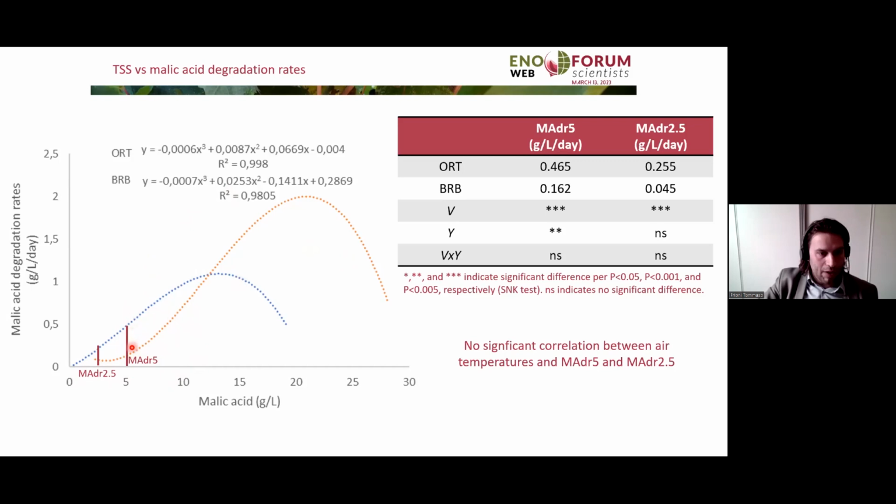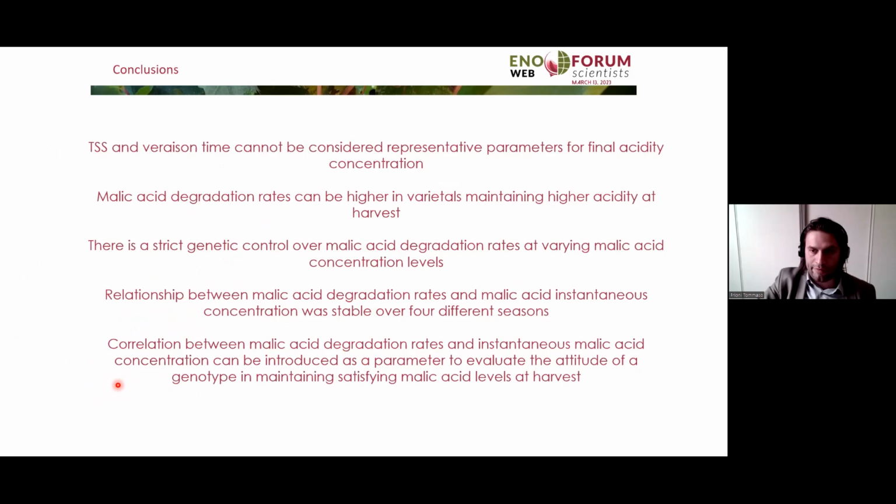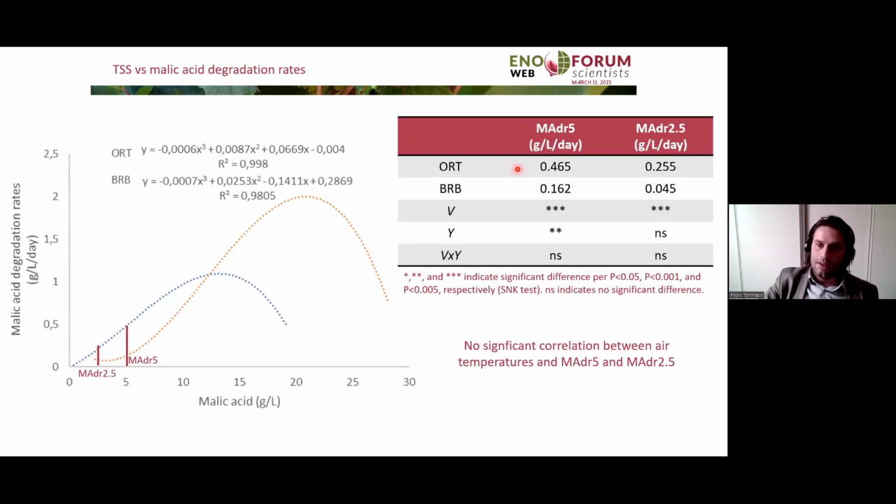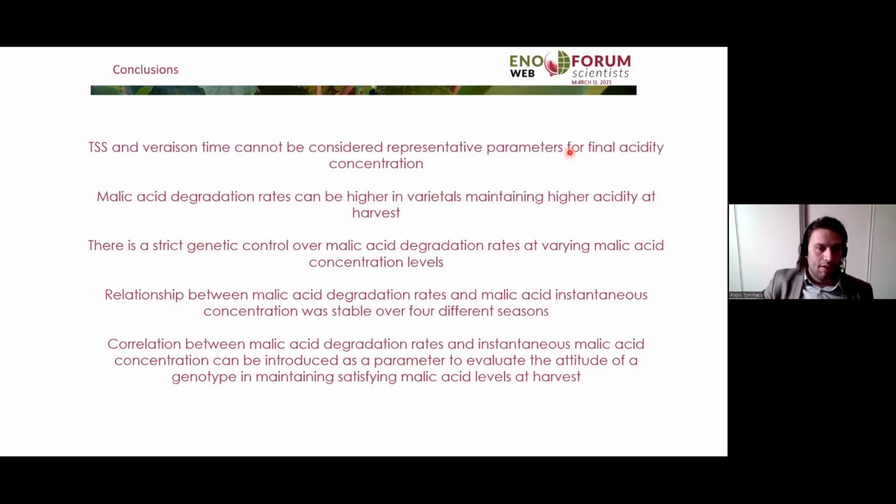Extrapolating for any of the replicates for any of the years the 2 different parameters, so the malic acid degradation rates at a malic acid concentration of 5 grams per liter and the malic acid degradation rates when malic acid was 2.5 grams per liter, we had these results with Barbesino having steadily lower malic acid degradation rates.